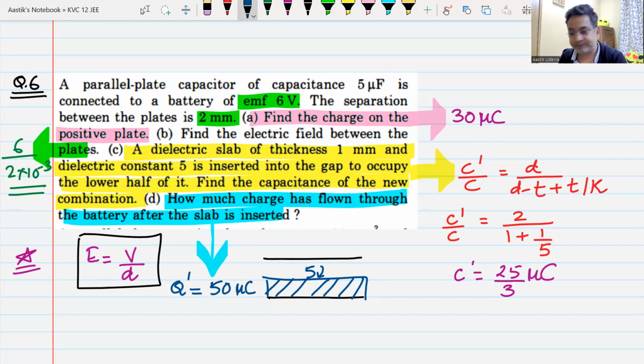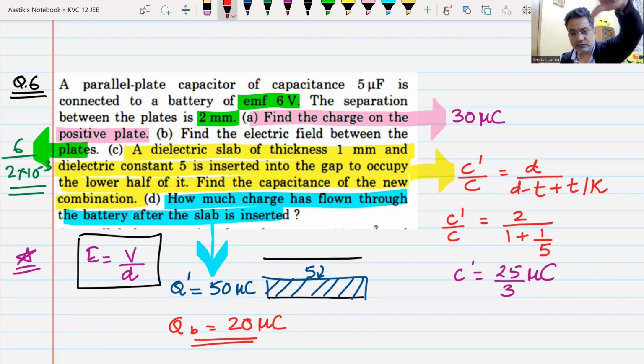So how much charge has flown through the battery? 50 minus 30, and the answer is 20 microcoulombs have flown through the battery. Do we understand this? Yes or no? Yes, sir.